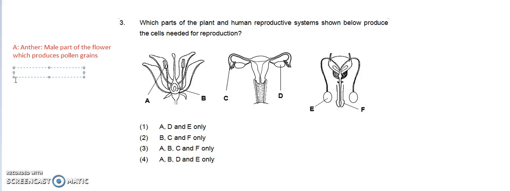Okay, let's take a look at the next one, B. B is pointing to the ovary, which is a female part of the flower, containing the ovules.